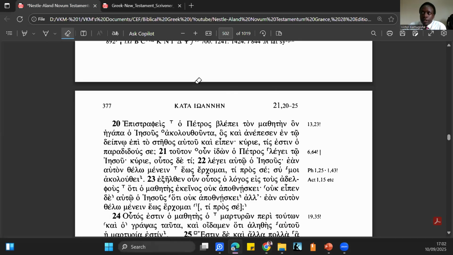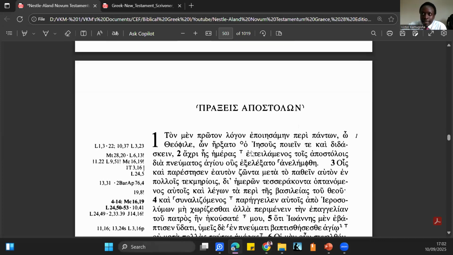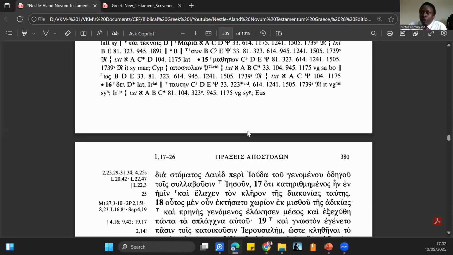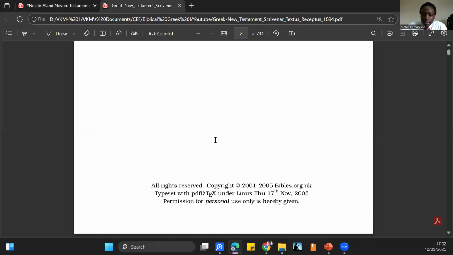For example, this is my downloaded PDF of the Nestle-Aland. So I just scroll if I want to get to a particular book, and in a minute you'll be able to read all this, so don't worry. But also this is a Textus Receptus, so you can download such that even if you are offline, you can access the PDF, and then you're able to, as you read your English, compare with the Greek. And that's the kind of due diligence that we are calling you to in this particular session.